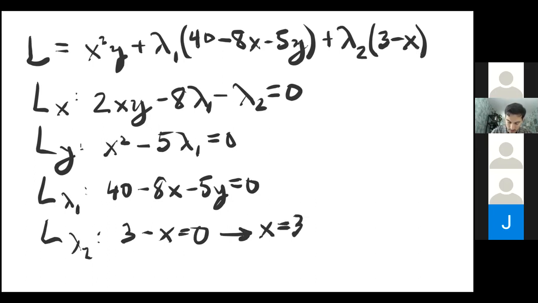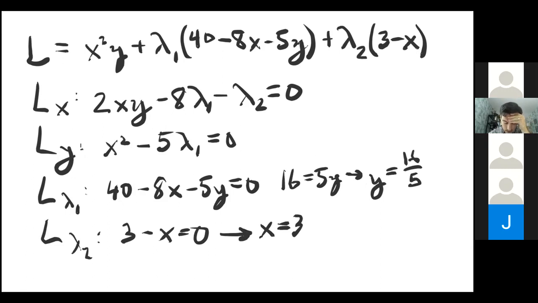Interesting. If I plug that 3 into the next one above it, I get 40 minus 8 times 3, which is 40 minus 24, which is 16, equals 5y. So y is going to be equal to 16/5. Did you guys get this? Y equals 16/5. Am I doing this right? That's what I got.